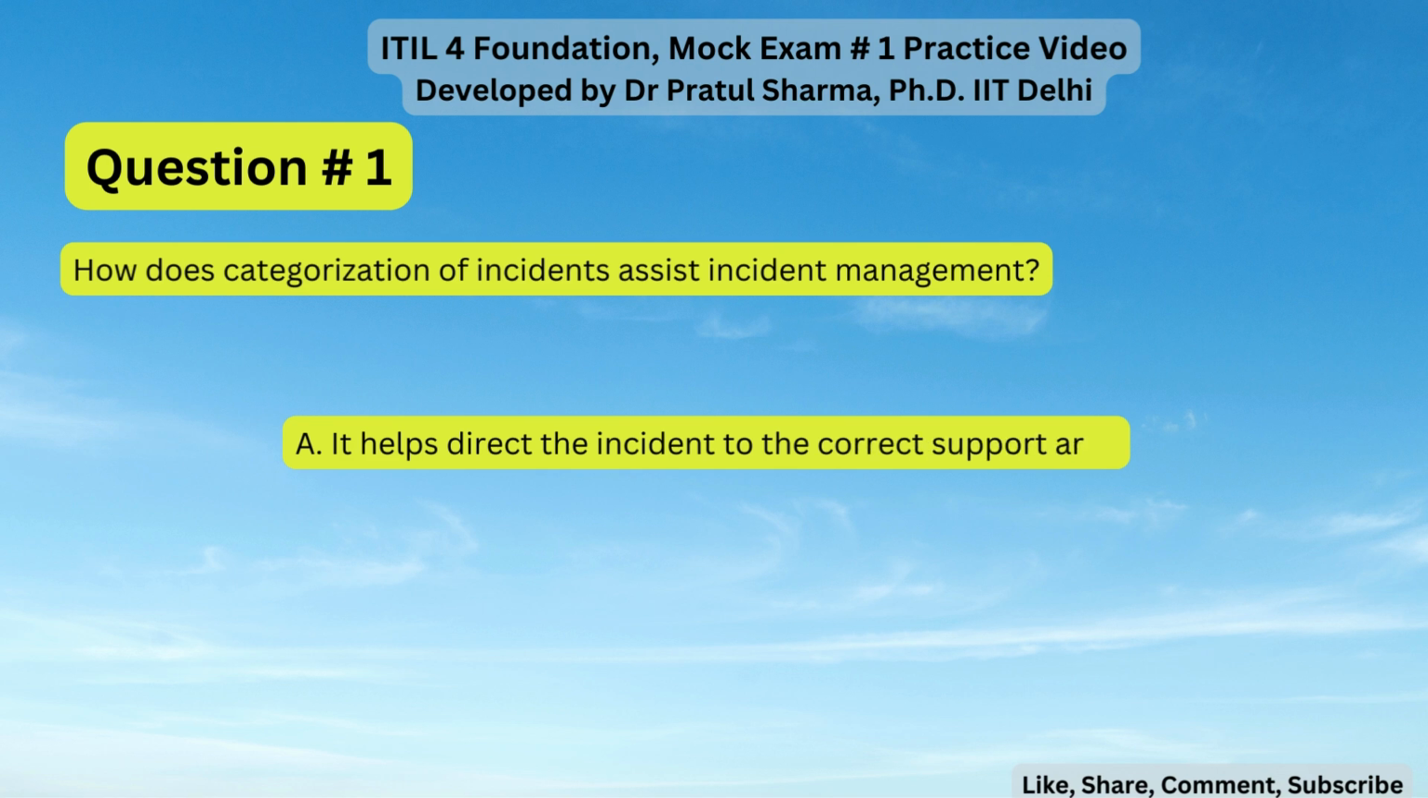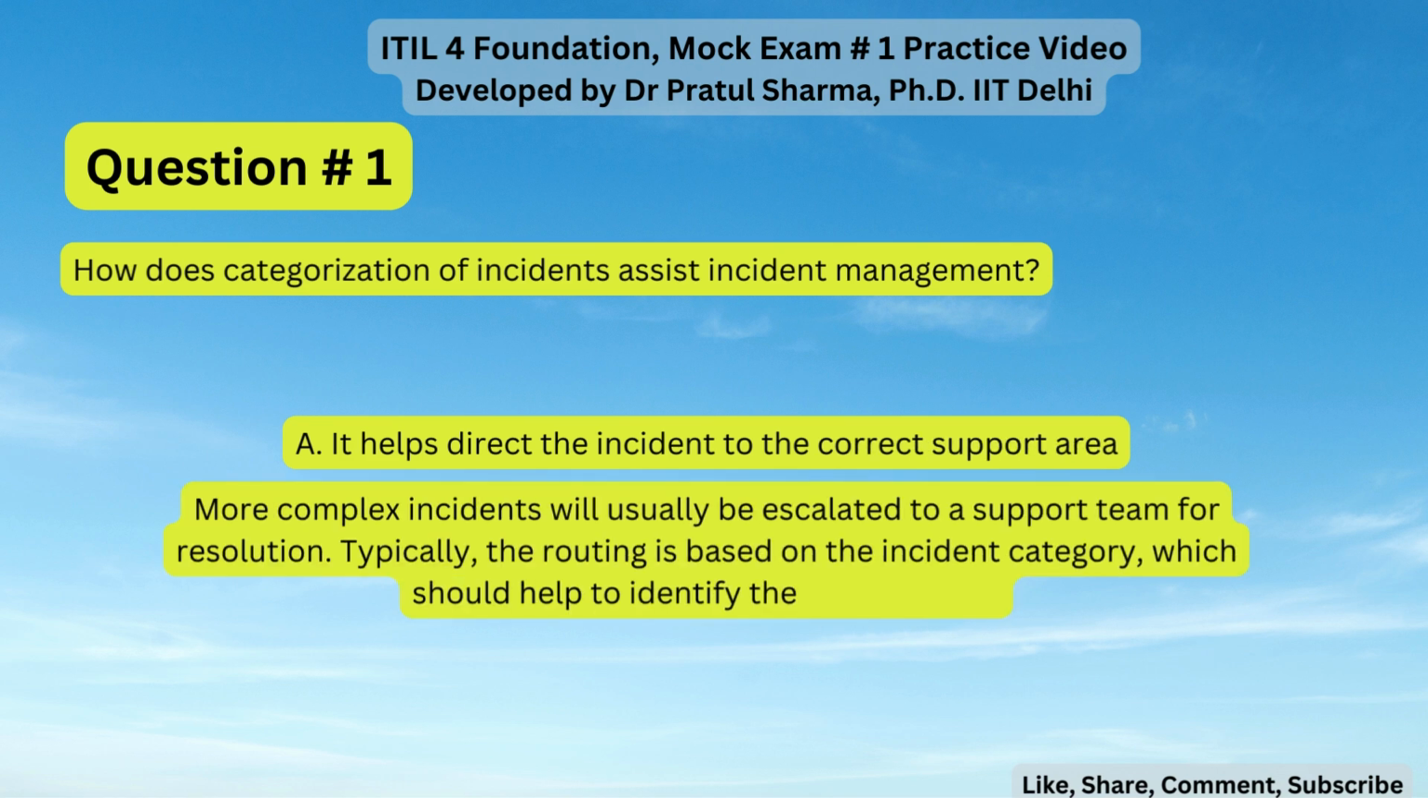A. It helps direct the incident to the correct support area. More complex incidents will usually be escalated to a support team for resolution. Typically, the routing is based on the incident category, which should help to identify the correct team.